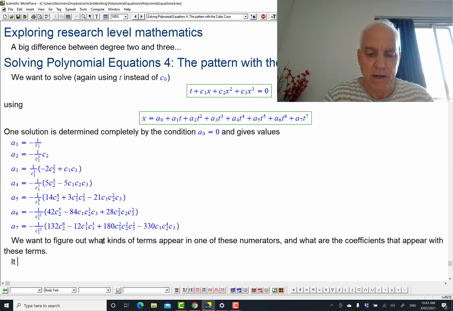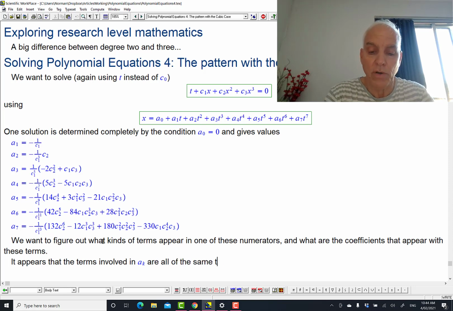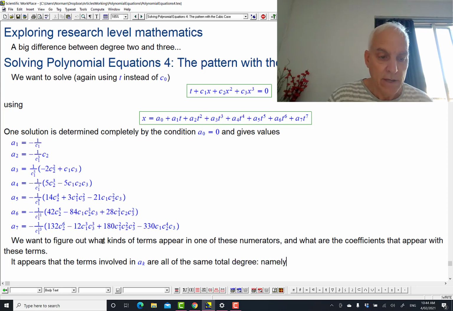Yes, we are. It appears that the terms involved in, say, A sub k are all of the same total degree. Namely, what is that total degree? So A5, all the terms appear to be of degree 4, namely k minus 1.